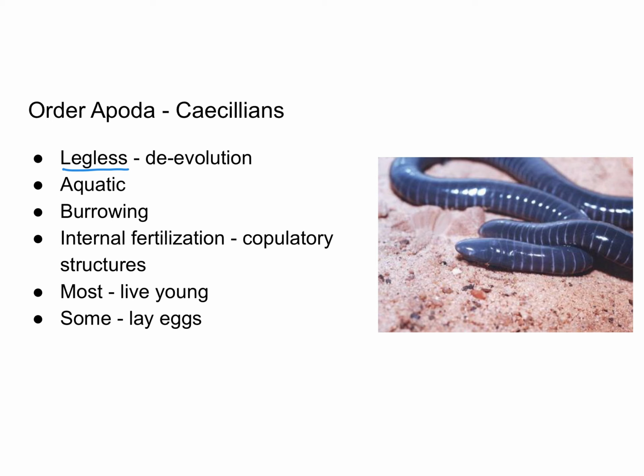They are aquatic, so they spend their whole life in the water, and they are typically burrowed in the sediment. They do have internal fertilization, so they have copulatory structures. The equivalent in humans would be a penis and a vagina. And so they have these copulatory structures so that the male can deliver sperm into the female reproductive tract. Most of them give birth to live young, but some of them lay eggs.